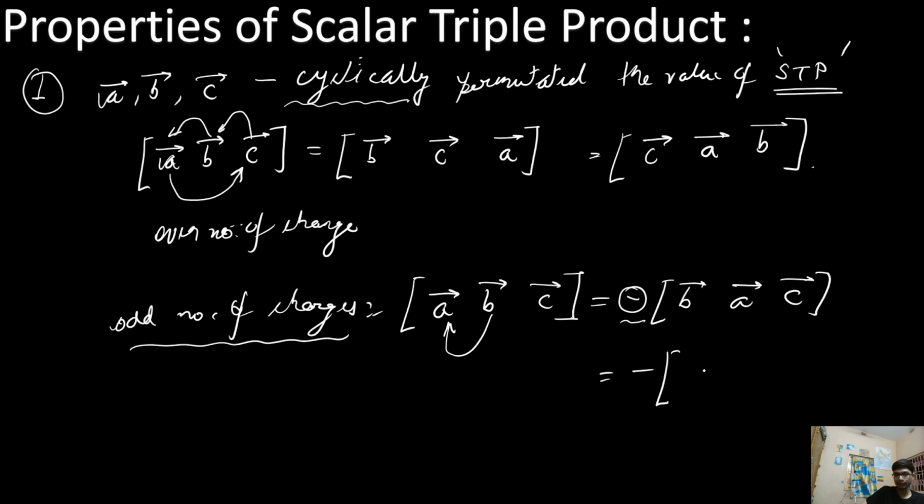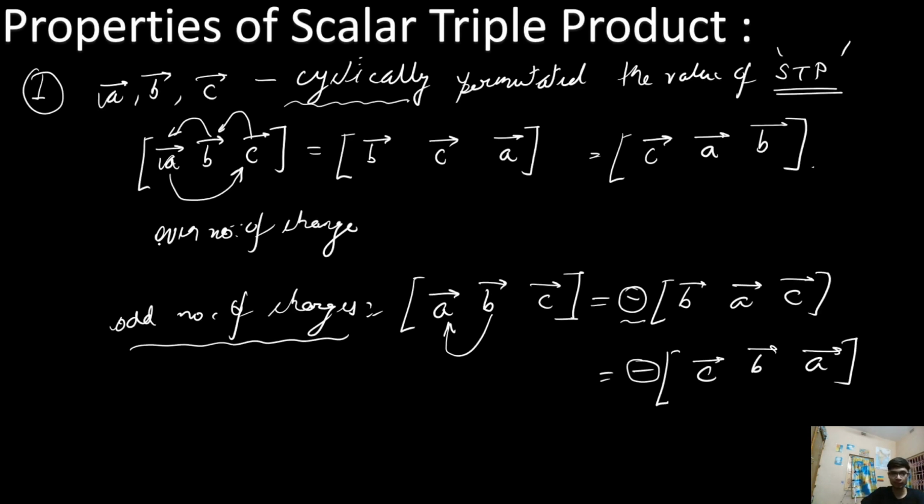Which is also negative times, if in place of A you replace it with C, then it will be C, B and A vector. So this will again be equal with the negative sign. I hope this particular property is clear. Okay, that was the second property, and now comes the third property.